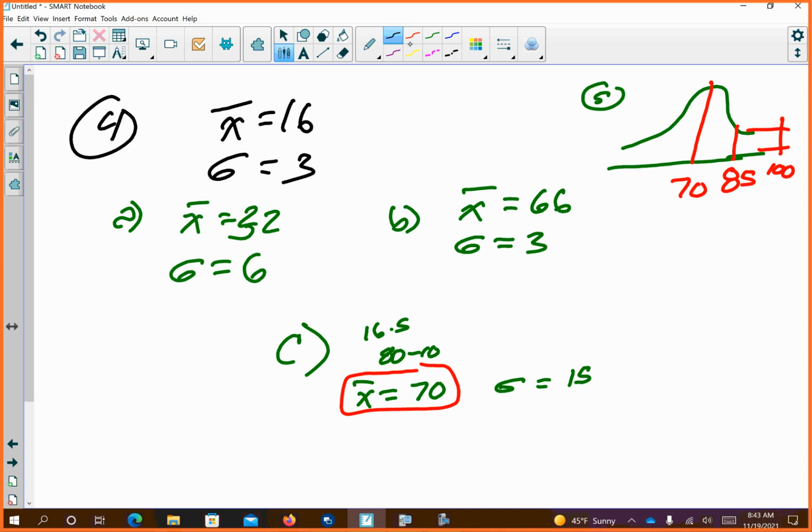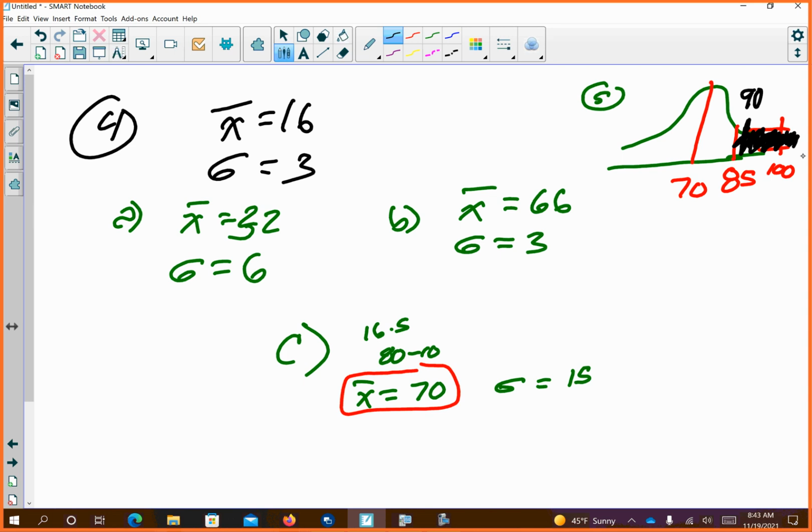And yes, I could fill out the rest of it. But what we want to do is figure out what percent will get a 90 or higher. So a 90 score is about here. So we're worried about this. Okay?